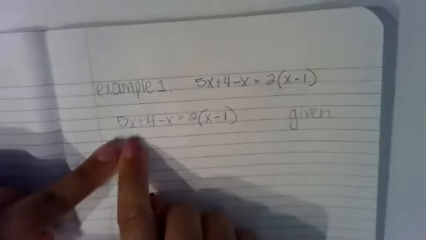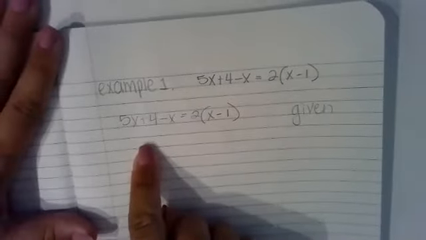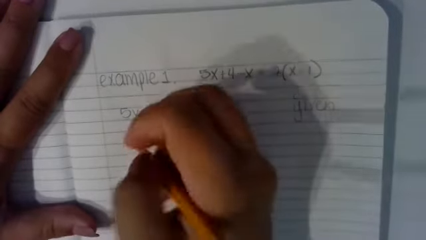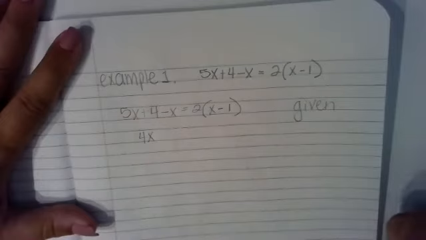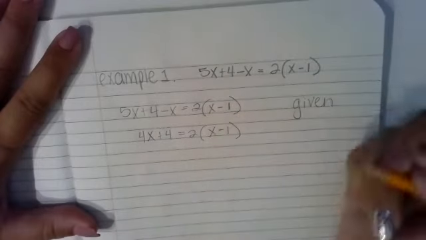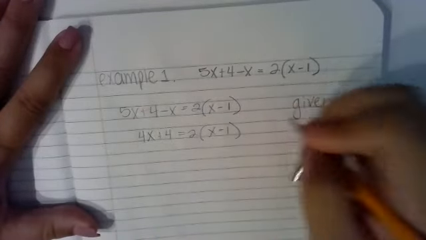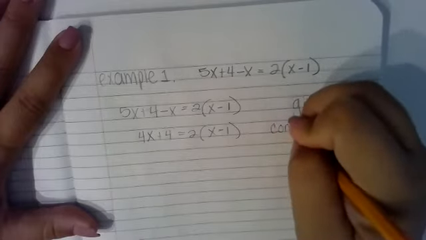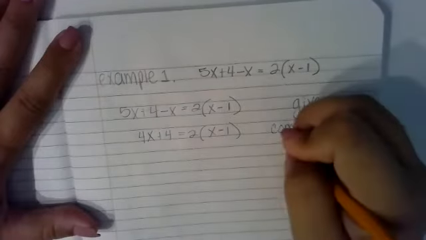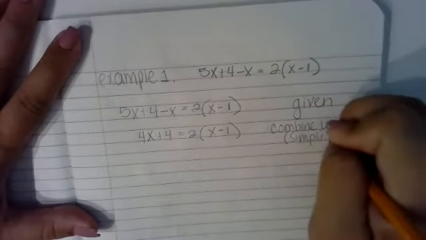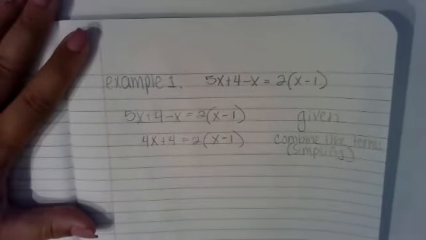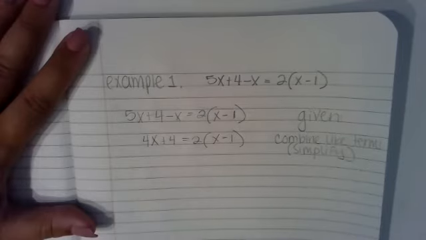The next thing I'm going to do is I'm going to combine like terms on this side. So I'm going to combine my x's. So I have 5x minus x. When I combine those, I end up with 4x, and then I rewrite the rest of my problem. Plus 4 is equal to 2 parenthesis x minus 1. And this over here is going to be combine like terms, which is the same thing as simplify. Okay, combining like terms is just the specific thing we did. Simplifying is kind of a broader thing.